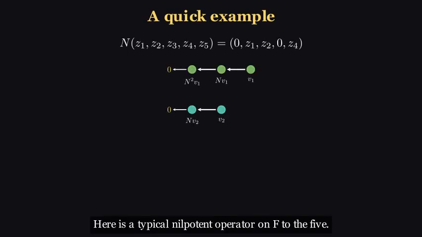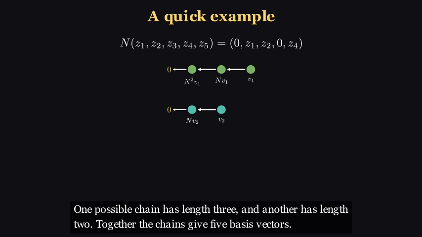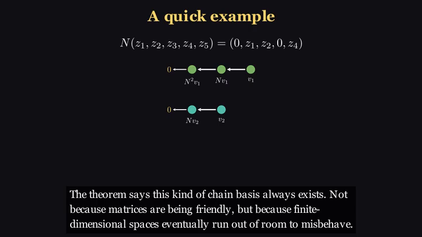Here is a typical nilpotent operator on F to the 5. One possible chain has length 3, and another has length 2. Together the chains give 5 basis vectors. The theorem says this kind of chain basis always exists. Not because matrices are being friendly, but because finite dimensional spaces eventually run out of room to misbehave.